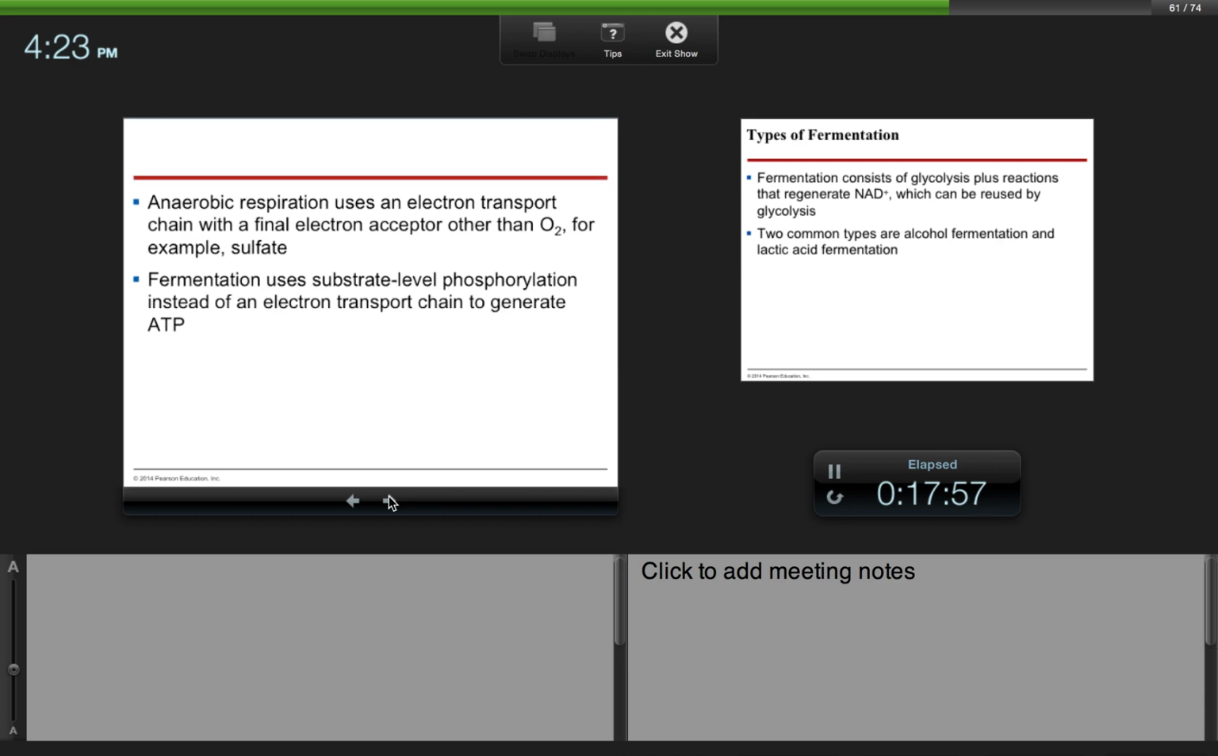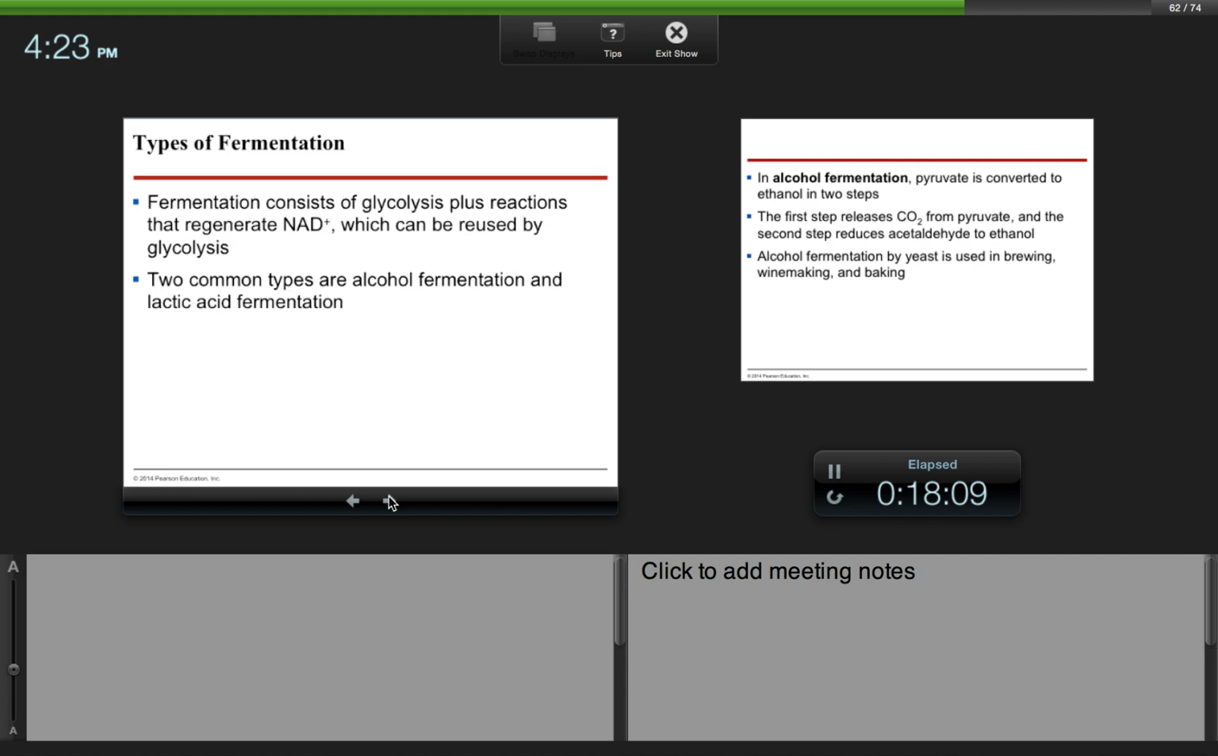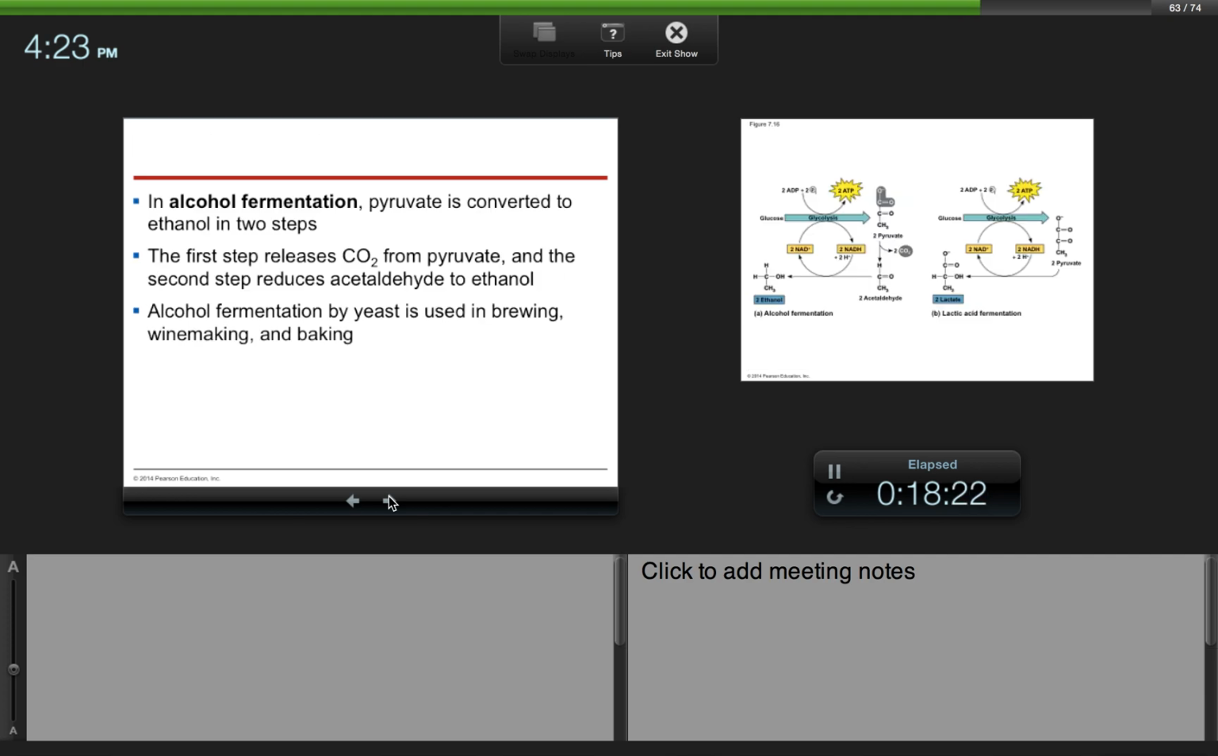Anaerobic respiration uses an electron transport chain with a final electron acceptor other than oxygen, for example, sulfate. Fermentation uses substrate-level phosphorylation instead of an electron transport chain to generate ATP. Fermentation consists of glycolysis plus reactions that regenerate NAD+, which can be reused by glycolysis. 2 common types are alcohol fermentation and lactic acid fermentation.